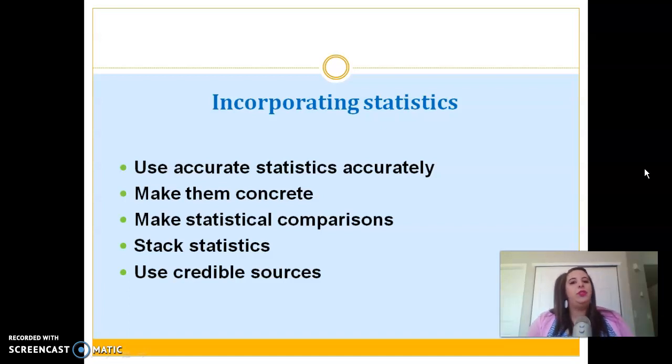And then use credible sources. Hopefully I don't need to drone on and on about this, but obviously when you're using statistics or any research, it needs to be credible, not something that you saw on social media from someone that you don't even know where they got that information.